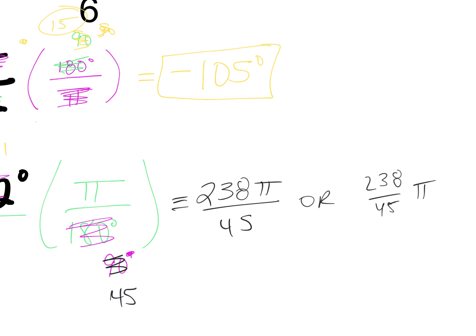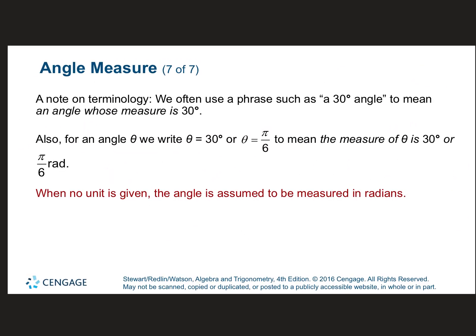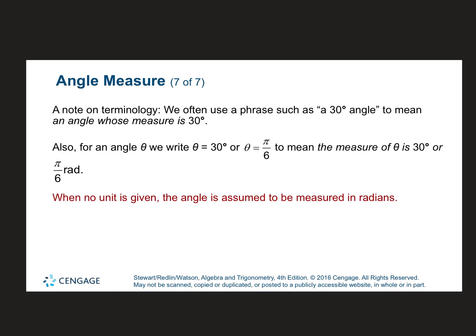You guys understand the conversion? Not terribly difficult. A lot easier when you have a calculator. All right. When no unit is given, the angle is assumed to be measured in radians. Guys, if there is a pi, you're in radians. If there's a degree symbol, you're in degrees.